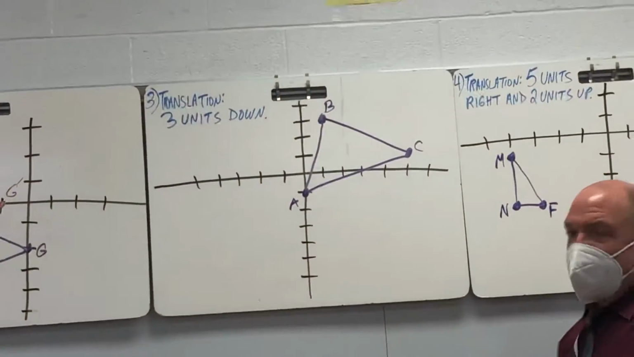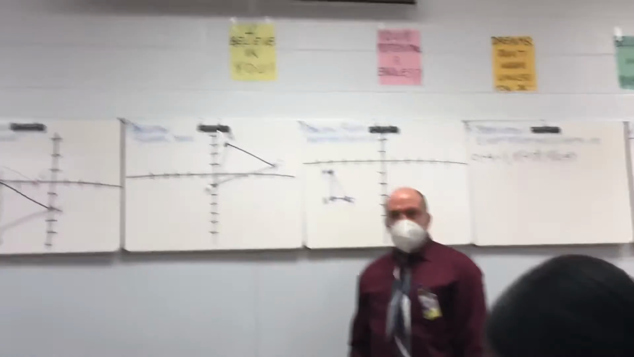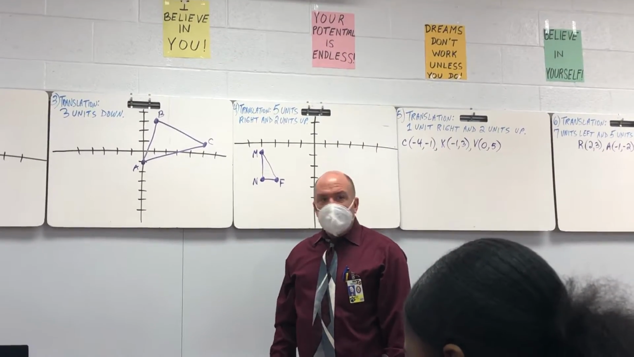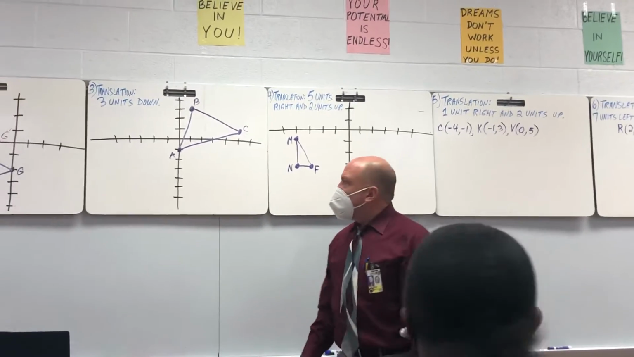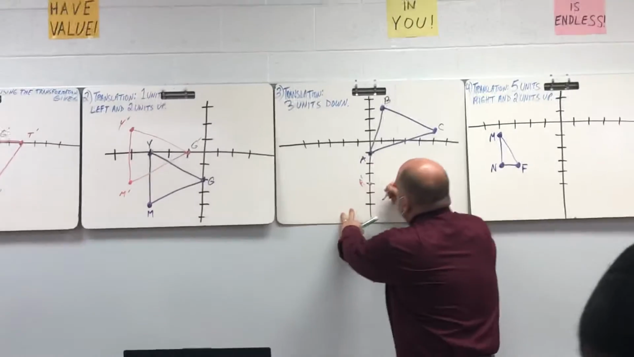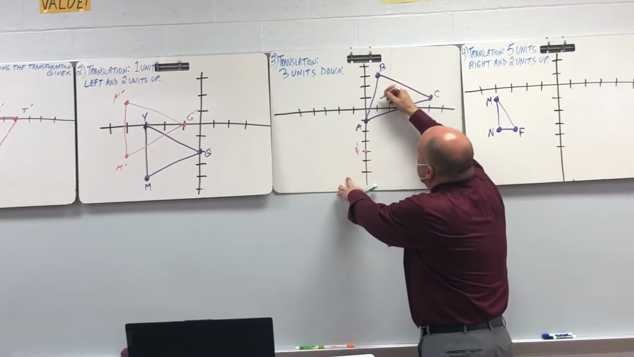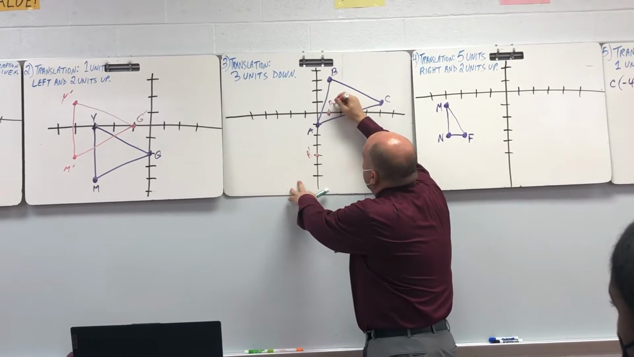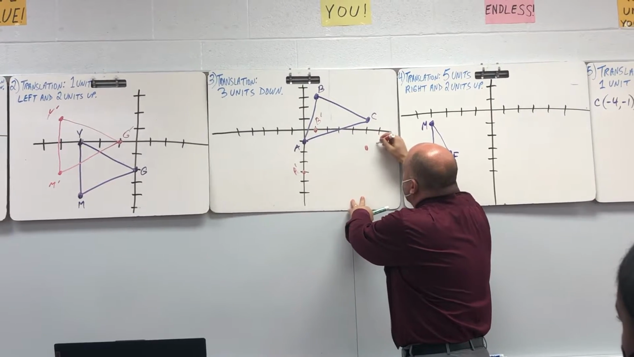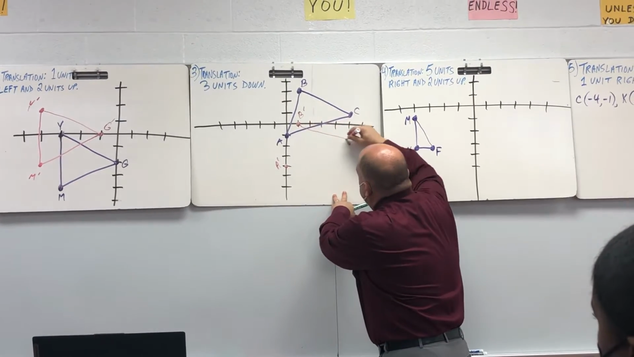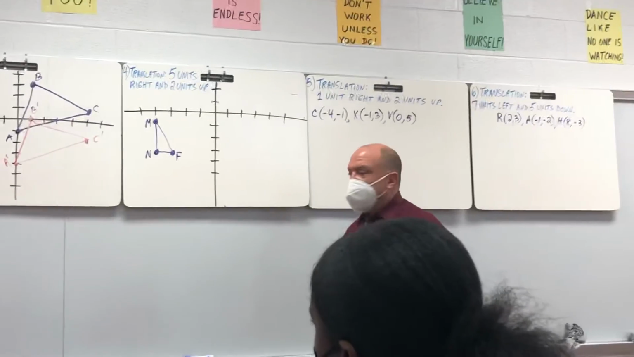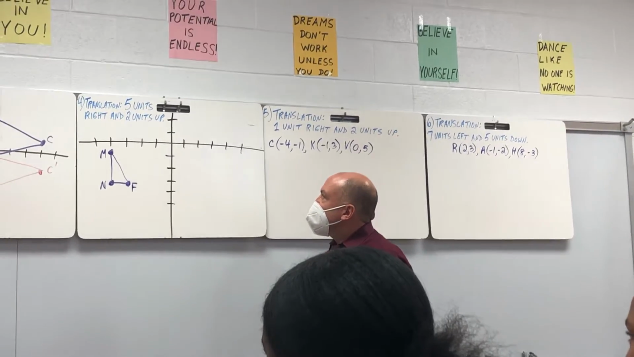Translation, 3 units down. But there's no up, or there's no right or left. It's just 3 units down. Okay. 1, 2, 3. Boom. A prime. 1, 2, 3. Boom. B prime. 1, 2, 3. Boom. C prime. Connect the dots. 3 down. That's it. Okay.